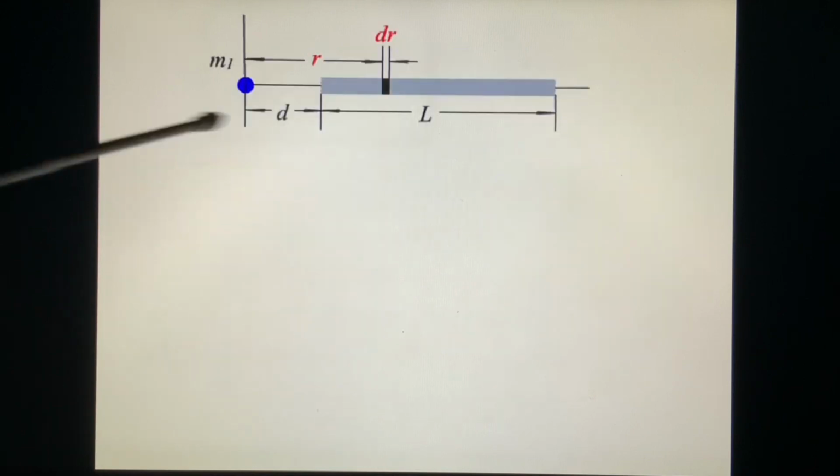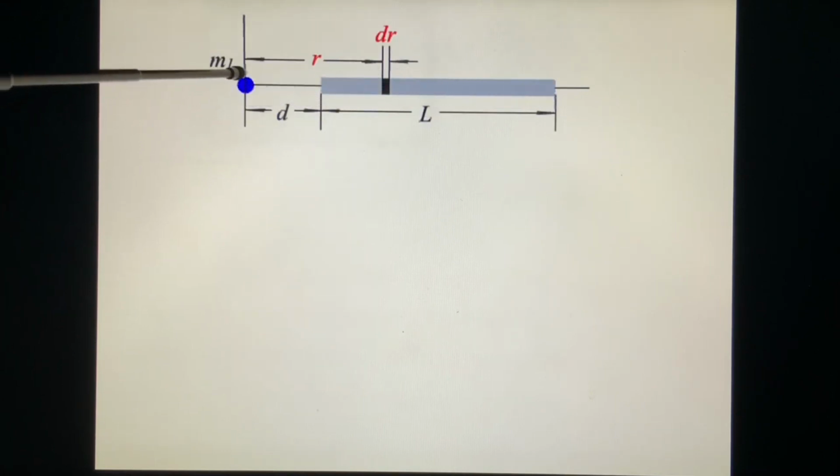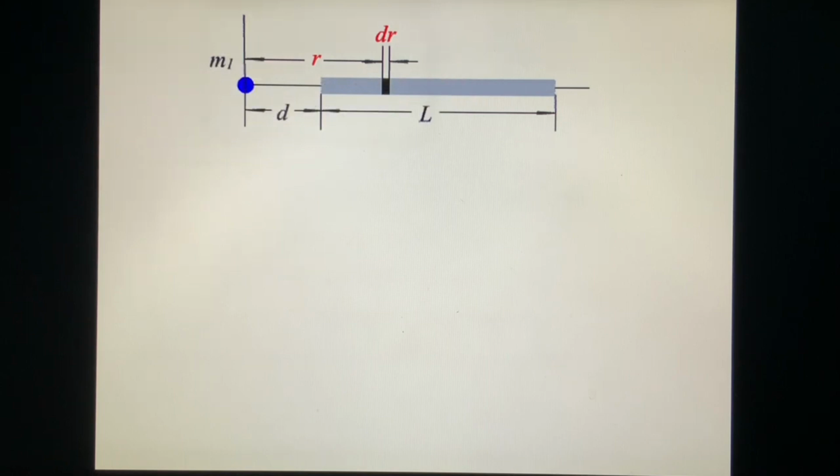Now, we look at this rod. A different part of the rod has a different distance from the particle, m1. So even though they have the same mass, the gravitational force will be different because the distance is different. So what we do is divide this uniform rod into many small sections, each about a dr. And we find a dr which can represent every section.